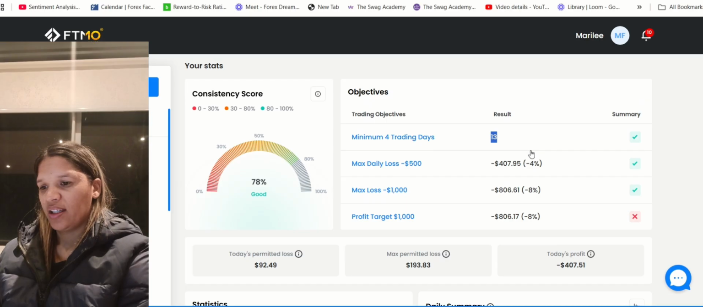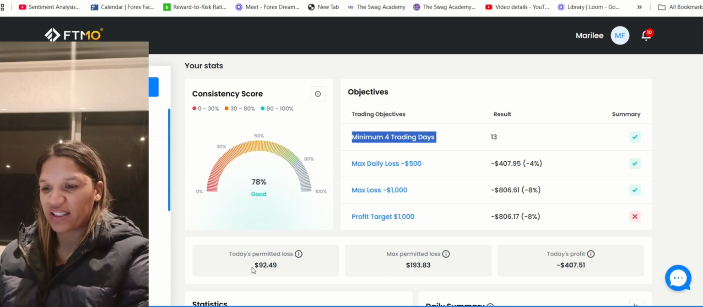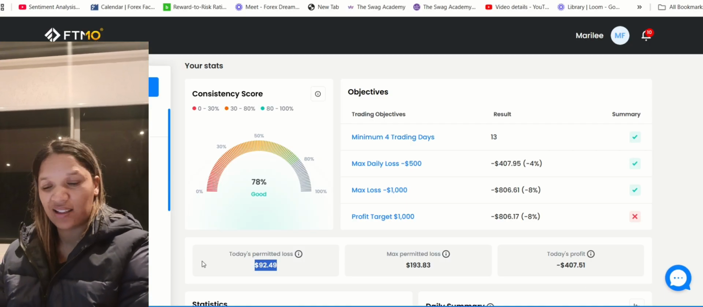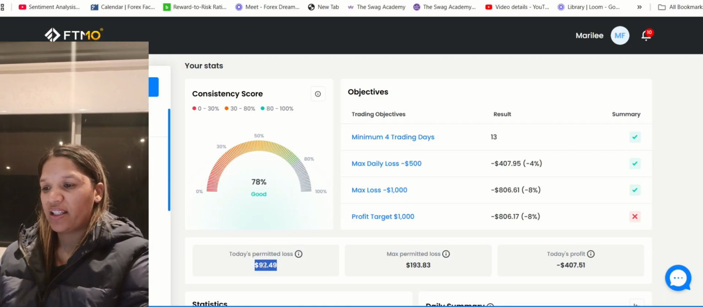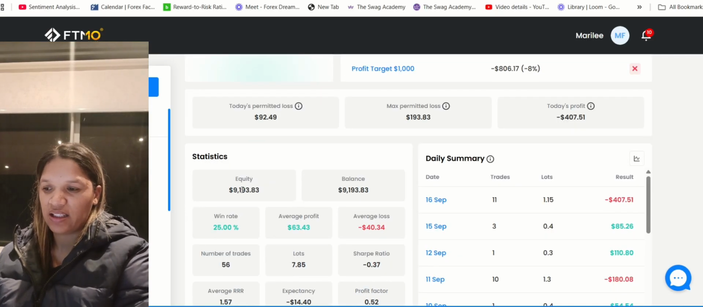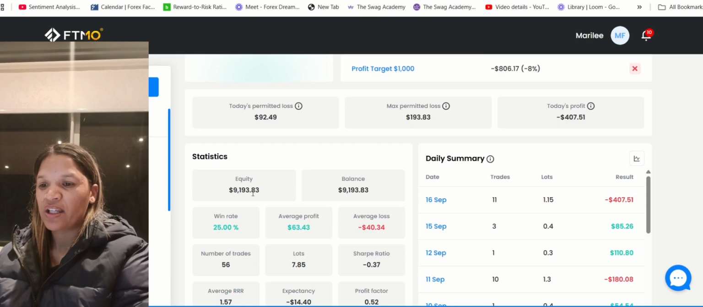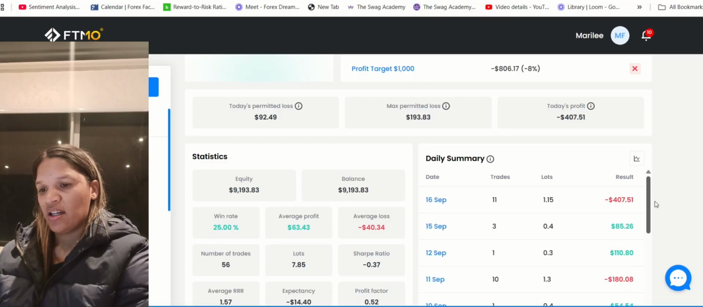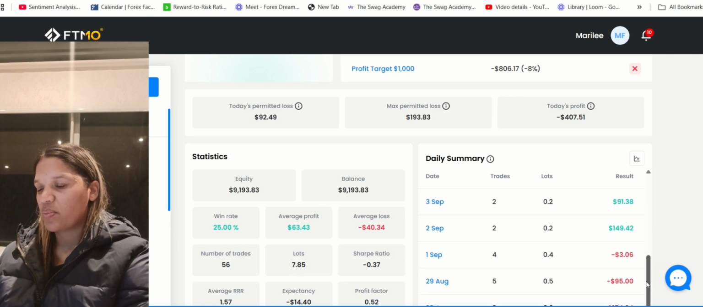Can I bring this account back? I highly doubt so. You see, at today's permitted loss, I almost blew it. Because if it was $92 more, I would have just lost the account. But is it really worth it to trade with, like I said, $200? But it's $193 that I still have left to trade with. If I lose that, I can probably use very small lot sizes and see how it's gonna go. But yeah, you see, I made wins and I made losses. So yeah, this is true transparency, guys.